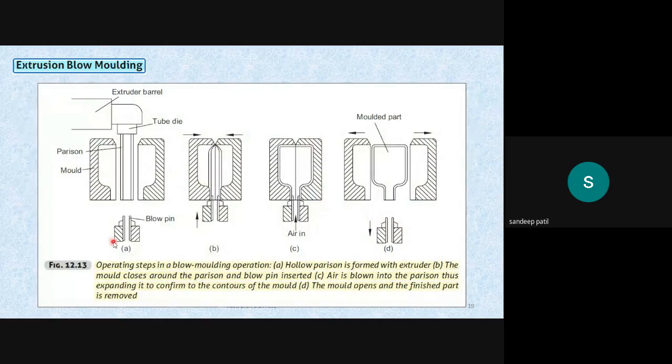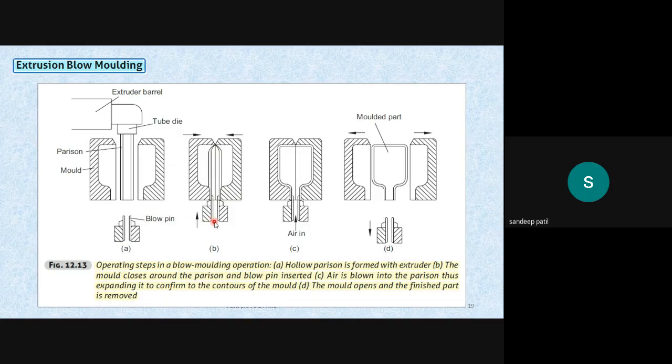So these are the operating steps in a blow molding operation. Step A: a hollow parison is formed with the extruder. Basically, the extrusion of plastic process is carried out here. Then the mold closes around the parison and the blow pin is inserted. The mold is closed around this preform, or parison, and from the bottom the blow pin is there.